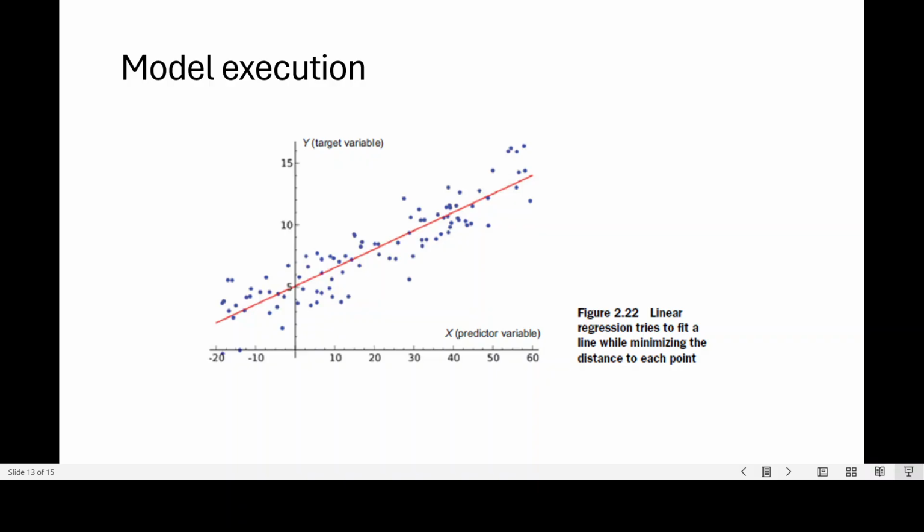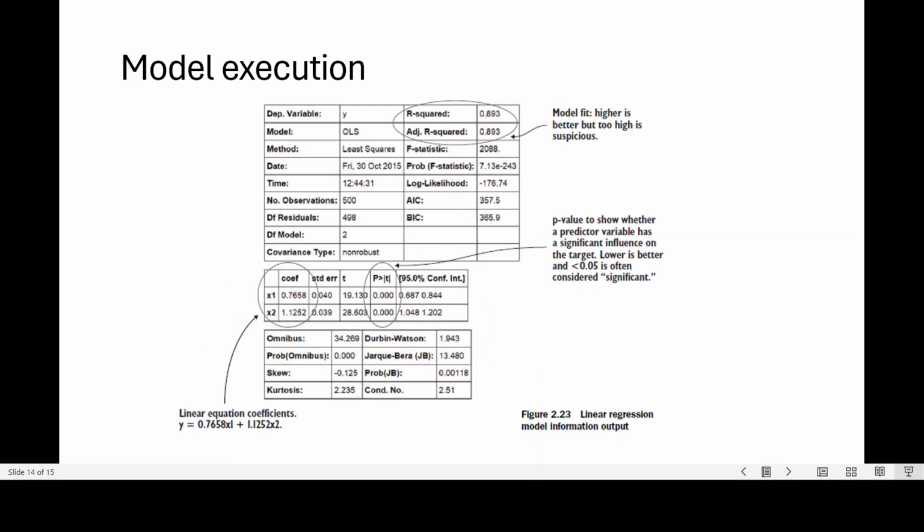So this is just an example of a model execution. During execution, the model analyzes relationships among variables and adjusts internal parameters to improve performance. For example, in a student performance prediction model, factors such as attendance, assignment marks, and test scores may be used as input. The model learns from historical data and predicts future student performance. This process enables organizations to make data-driven decisions.